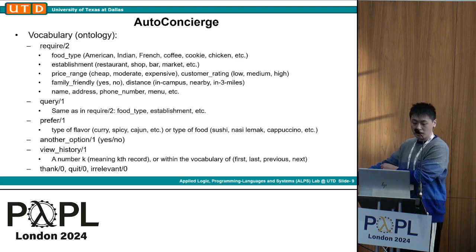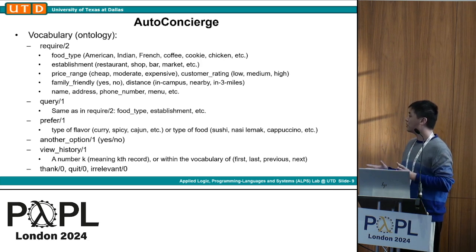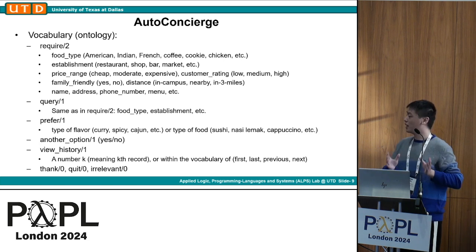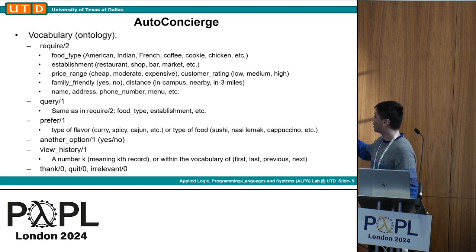Okay, so the vocabulary: we are going to fix the vocabulary for both the reasoner, which is the ASP system, and the LLM. We design the vocabulary like this. We have the require, which has an arity of 2, like require for the food type as American, Indian, French, or we can also have the food type like coffee, cookie, kitchen as well. And establishment, which means whether it's a restaurant, a shop, or a bar, or something else, it's basically the type of structure. And then the price range, we have 3 levels, and customer rating, we have also 3 levels.